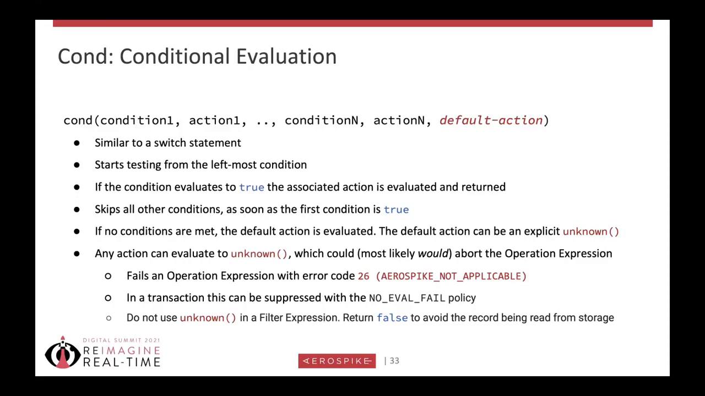If you're in a filter expression, don't use unknown. Instead, you want the default action to return false, because if you remember from the execution model, an unknown will cause it to go into the data storage phase. So you would rather return a false. If this is an operation expression, then you can return unknown.